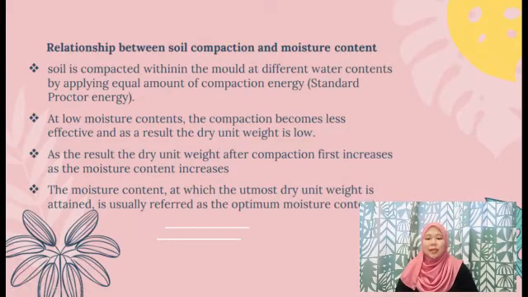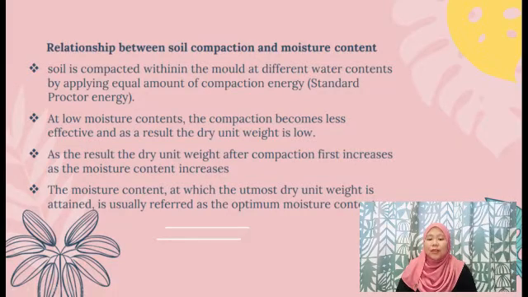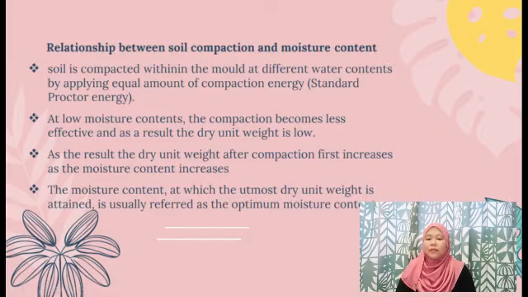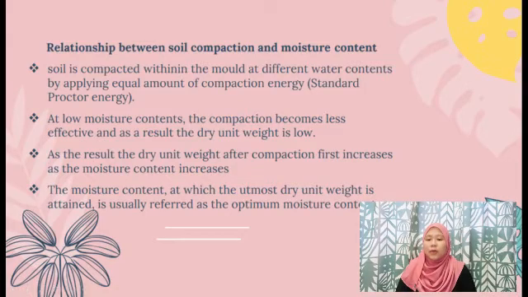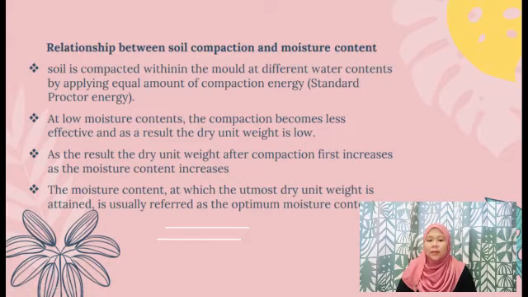Number 2, relationship between soil compaction and moisture content. Soil is compacted within the mold at different water contents by applying an equal amount of compaction energy, the standard Proctor energy. At low moisture content, the compaction becomes less effective and as a result, the dry unit weight is low too. As a result, the dry unit weight after compaction first increases as the moisture content increases. The moisture content at which the utmost dry unit weight is attained is usually referred to as the optimum moisture content.